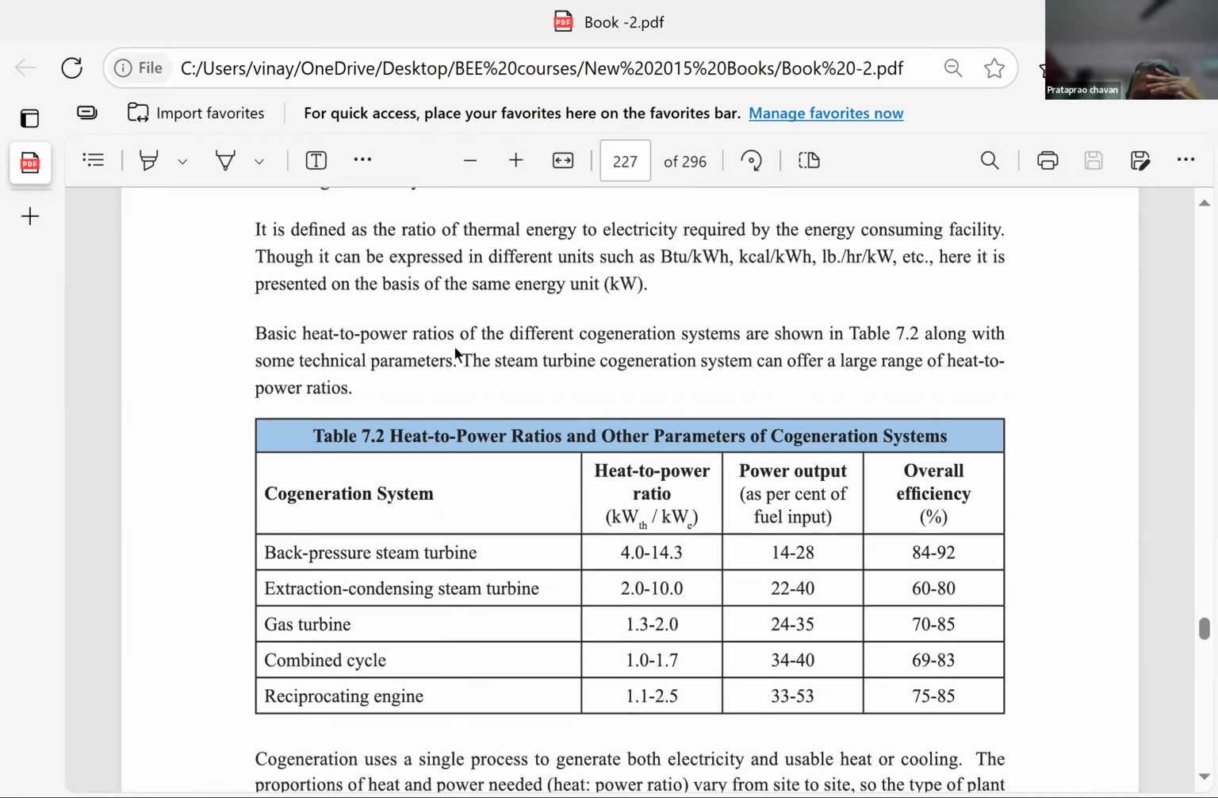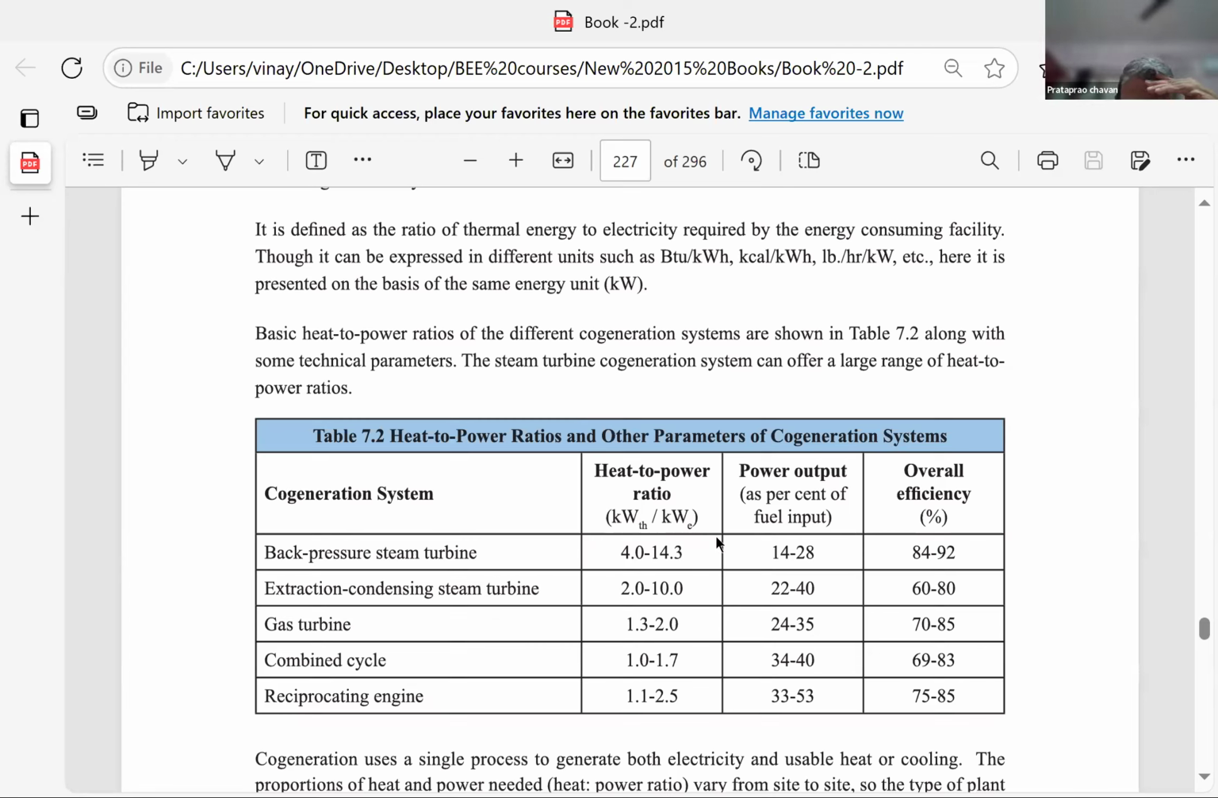See, basic heat to power ratios of the different cogeneration systems are shown here normally. If you use a cogeneration system of back pressure steam turbine, the heat to power ratio is 4. Means what? If you take a complete boundary to boundary project and the heat generated by the fuel is so much, then the thermal load is 4 times more than the electrical load. Then in that case, you use back pressure turbines.